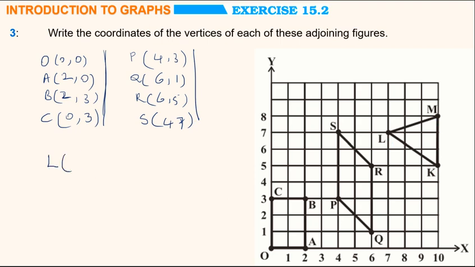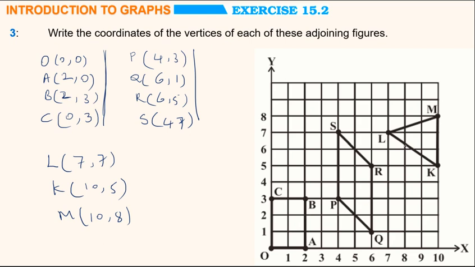L, x coordinate is 7, y coordinate is also 7, so 7 comma 7. Now K, x coordinate is 10, y coordinate is 5, so 10 comma 5. M, x coordinate is 10, y coordinate is 8, so 10 comma 8. So it's a triangle. So this is how I labeled or gave coordinates for each of the points shown here as the vertices of the figures: rectangle, parallelogram, triangle.